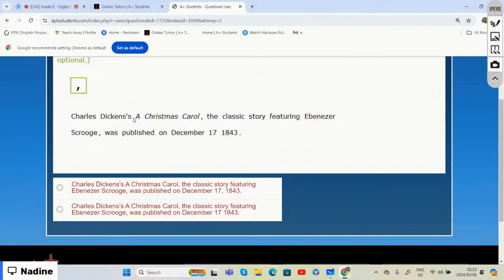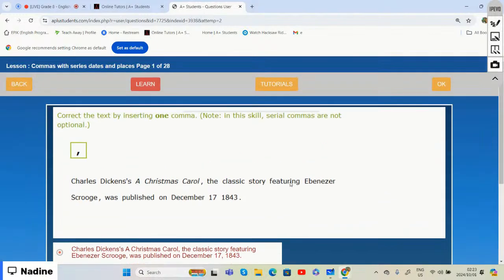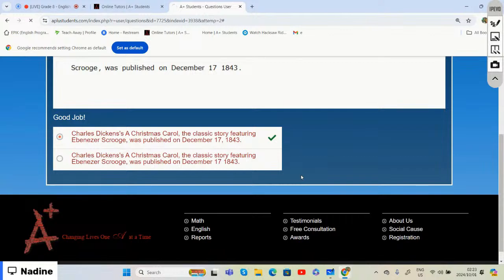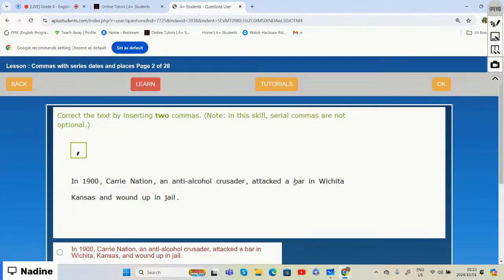And if we were to choose the correct option, we will choose option 1. We need to add our comma after the day when we, for example, write the date. All right. Now we need to correct the text by inserting two commas.